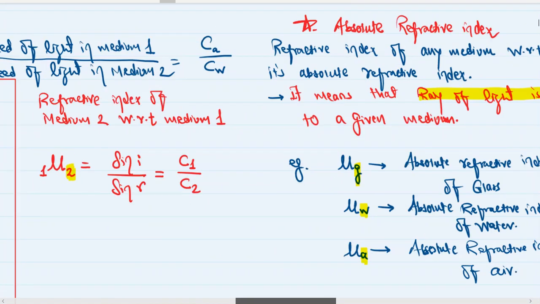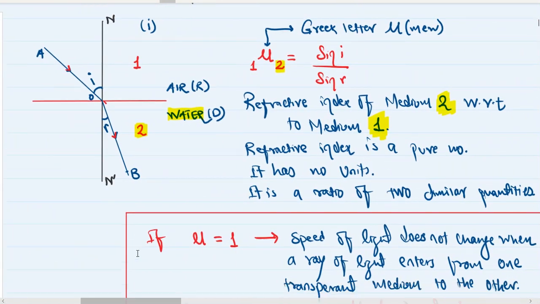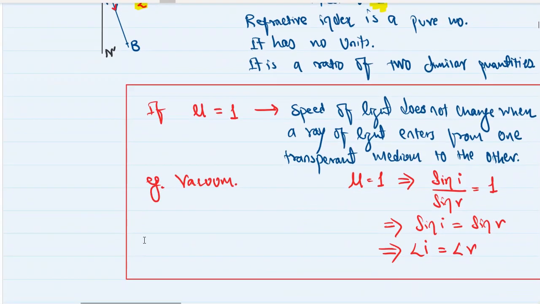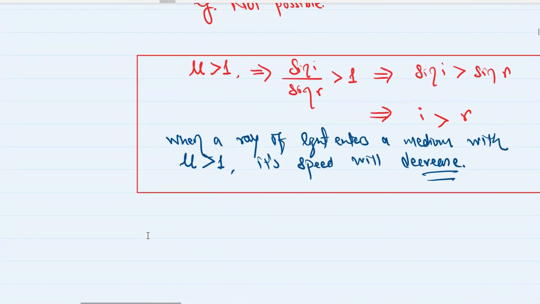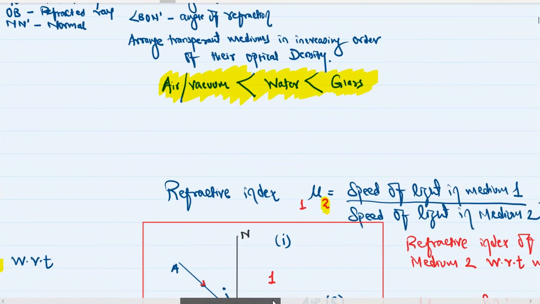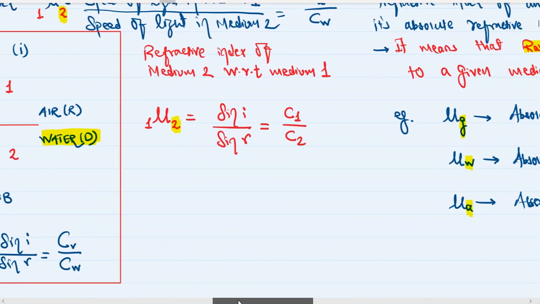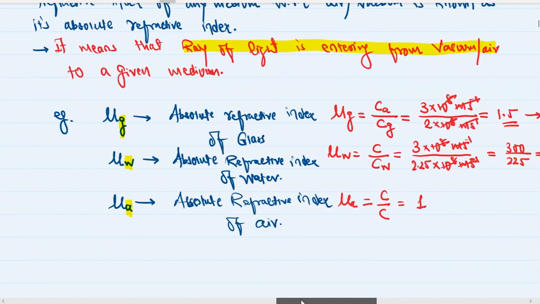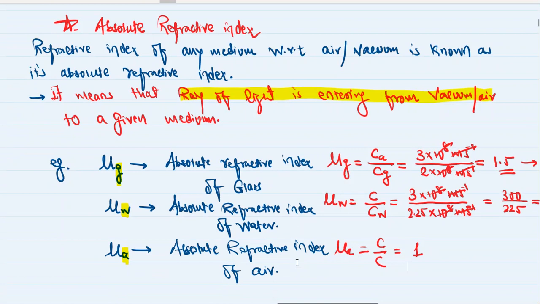Refractive index smaller than 1 is not possible. That's what I told you earlier. Refractive index 1 is possible. The speed of light does not change when light enters from one medium to another having refractive index 1, and refractive index smaller than 1 is not possible, and refractive index greater than 1 means the speed of light decreases in that medium. And this we have understood with the help of different examples, and also this new formula which relates the refractive index of a particular medium with the speed of light, right?